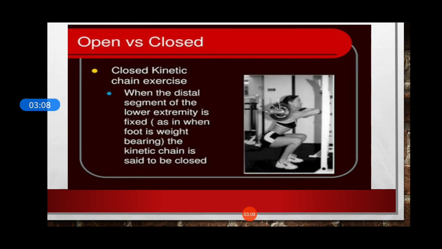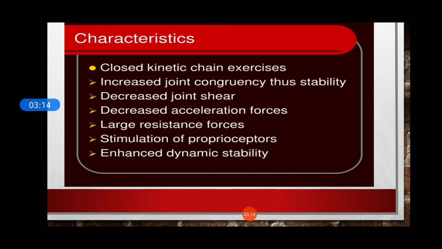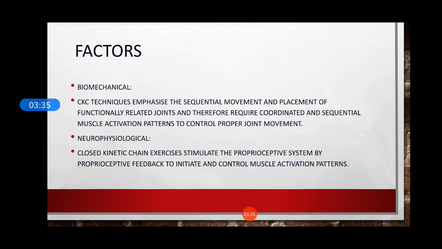Now, closed kinematic chain is when the distal segment of the extremity is fixed, or we say it is closed. So here there is increased joint congruency, thus the stability factor plays an important role. There are decreased joint shear forces, decreased acceleration forces, and large resistance forces occurring. We can say the closed kinematic chain plays an important role in stimulation of proprioceptors.